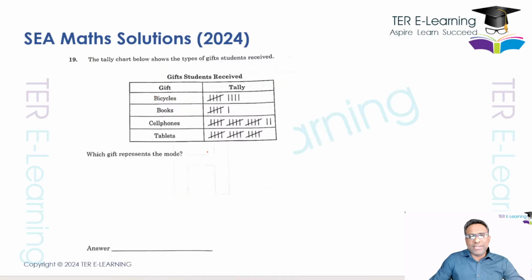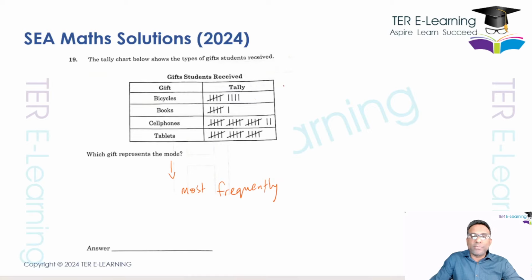Question 19, the tally chart shows the types of gifts received. So you have bicycle, books, cell phones, and tablets. Which gift represents the mode? So the mode is that which occurs most frequently, right? That's what we're looking for here.